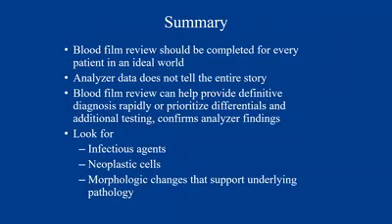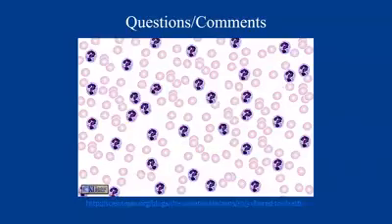All right, so in summary, blood film review should be completed for every patient, every time in an ideal world. Analyzer data does not tell the entire story every time. Blood film review can help prioritize definitive diagnosis rapidly, or it can prioritize differentials and lead additional testing, okay? And so what we're looking for here are infectious agents, things like neoplastic cells, or morphologic changes that support underlying pathology, all right? So hopefully we'll stay around for any questions with this streaming, but hopefully this has given you a taste for the power that blood film review holds.